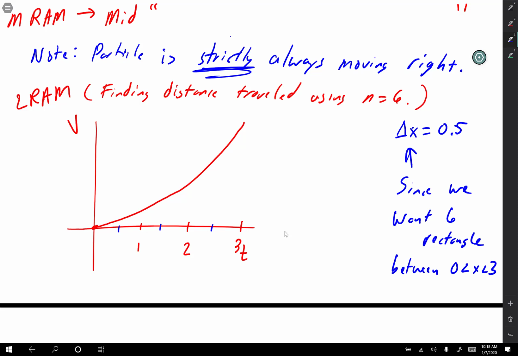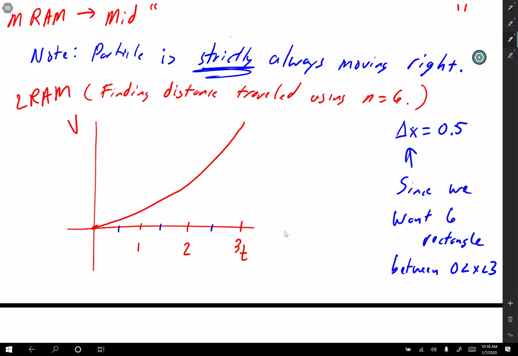Oh, because if I use fewer rectangles, that's not going to be as good an approximation. The more rectangles you use, well, we're getting ahead of ourselves. Yeah, but it's going to be cumbersome the more we use. You guys ready? Here we go. Does everyone know how I got the width to be 0.5? Okay, 3 divided by 6 is 0.5.